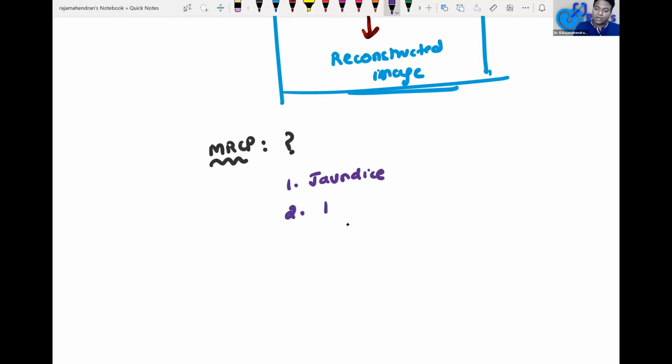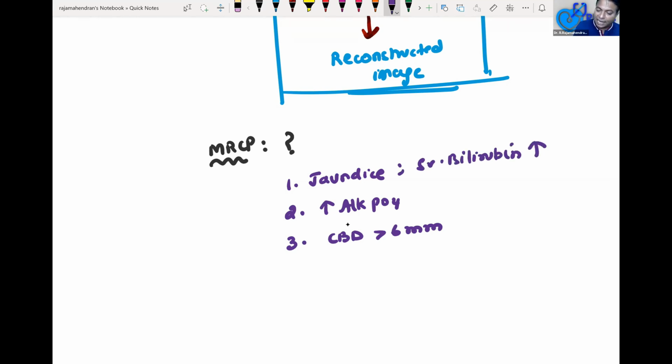Number two, when the patient is not jaundiced but has elevated alkaline phosphatase. Elevated alkaline phosphatase is an indication that there is a stone or some obstruction. So when alkaline phosphatase is elevated, I will do an MRCP. Number three, when the CBD is dilated more than 6 millimeters. So, patient jaundiced or serum bilirubin elevated, alkaline phosphatase elevated, CBD diameter more than 6 millimeters. These are the actual indications of MRCP.